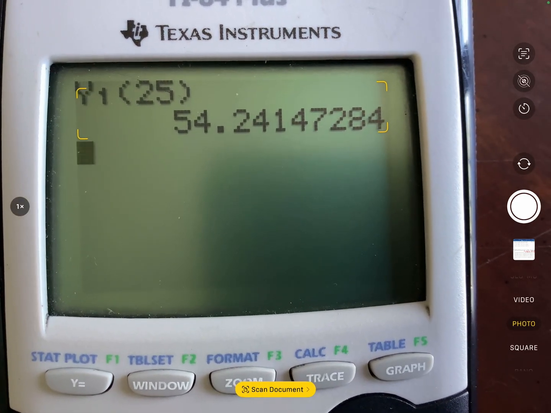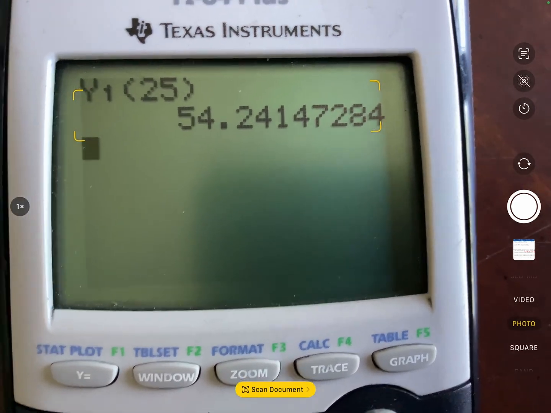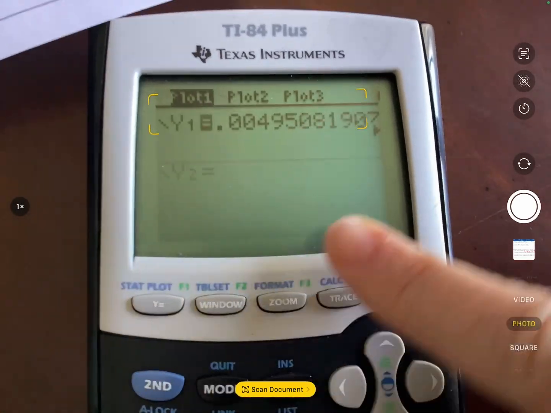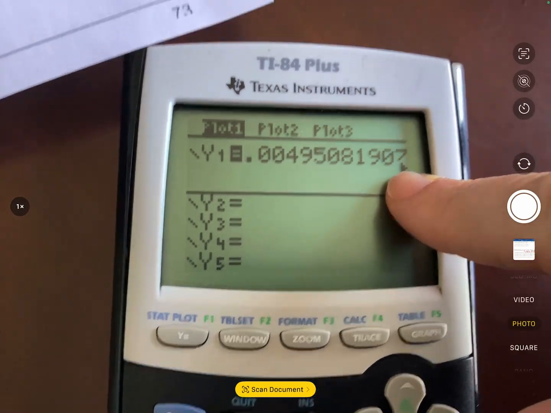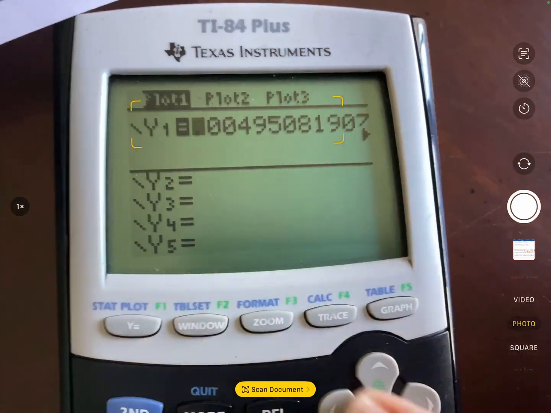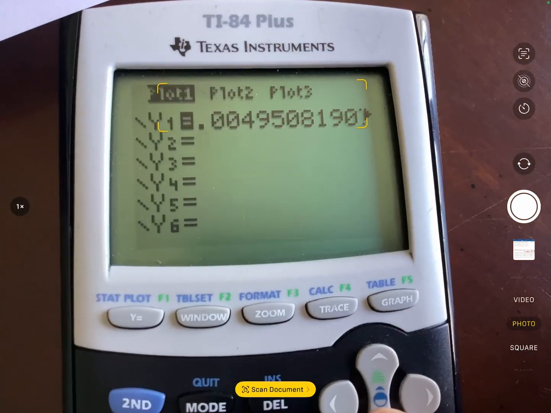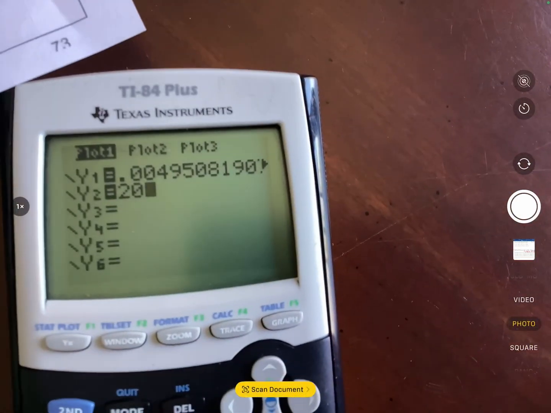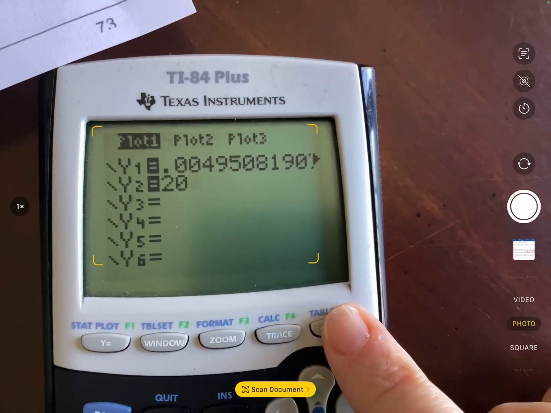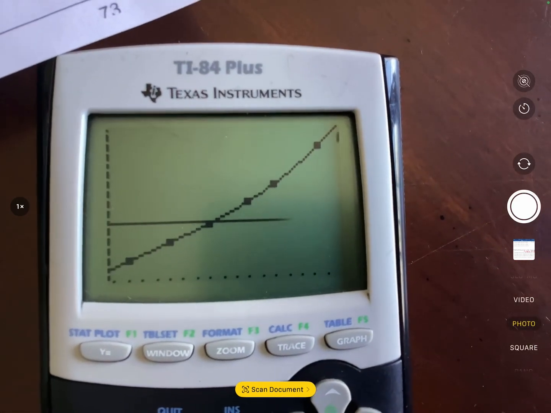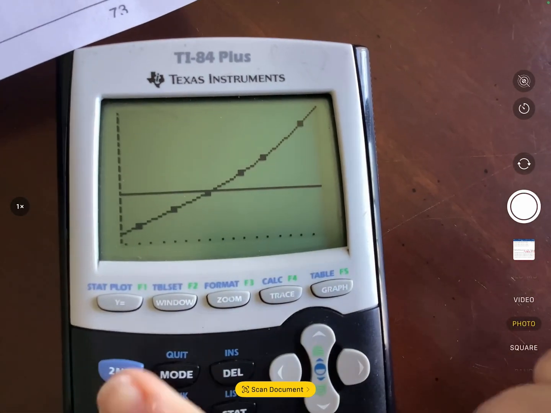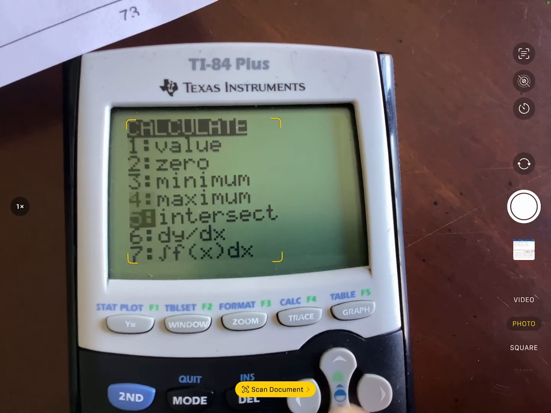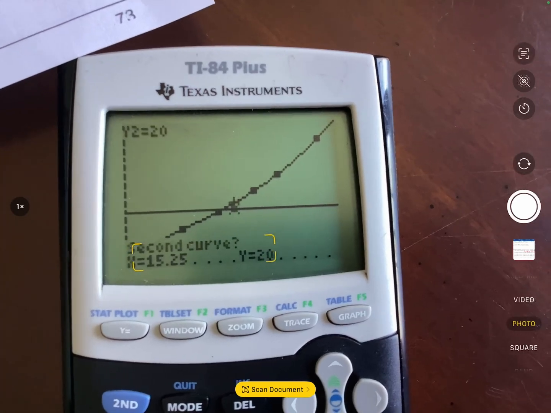And then it says, what engine speed will produce a jet ski speed of 20 knots? All right, so in Y1, we've got our best fit cubic. So then in Y2, you're trying to figure out what X will be when Y is 20, right? So we graph that, and it happens to be going right through it. So we're going to calculate second, trace, calculate the intersection. So that's option 5. Enter, enter, enter.